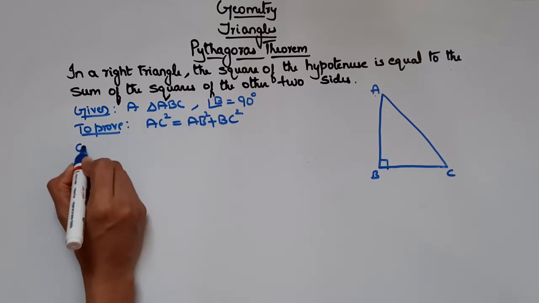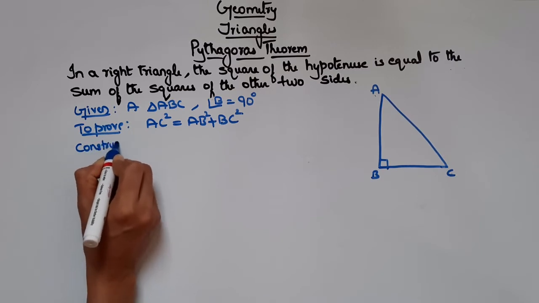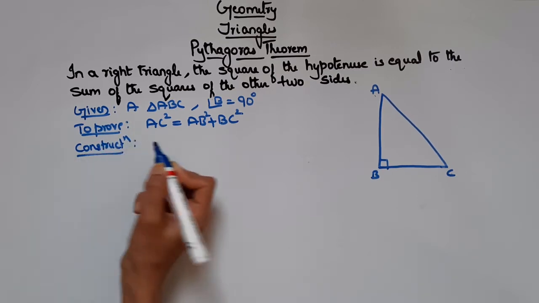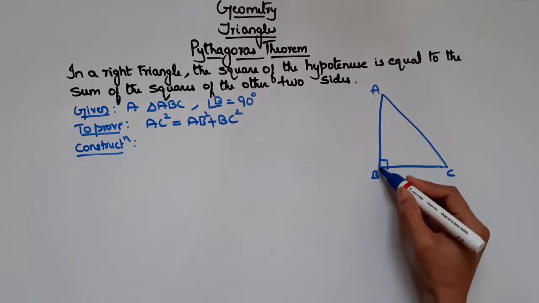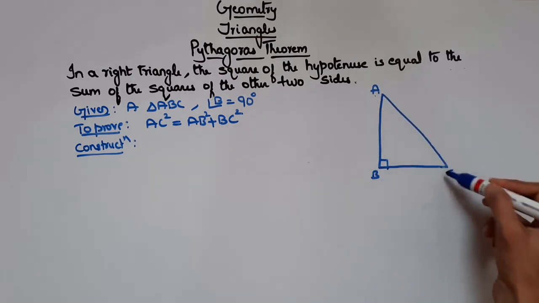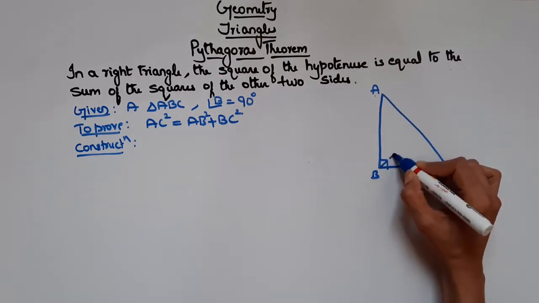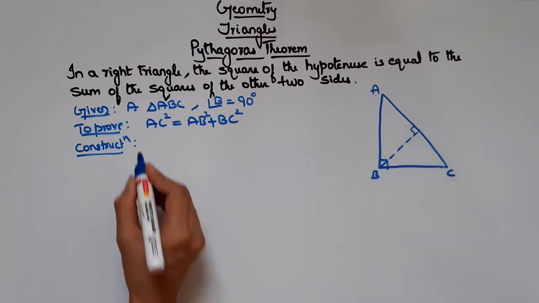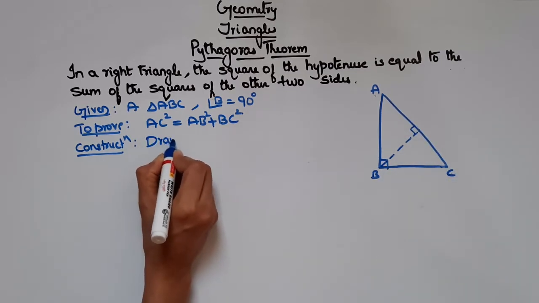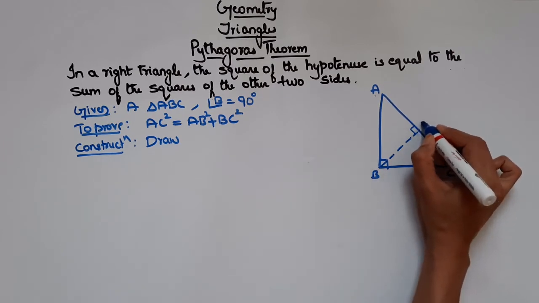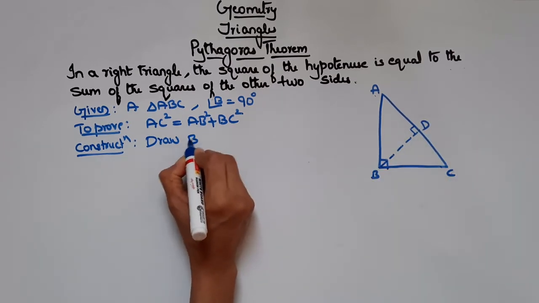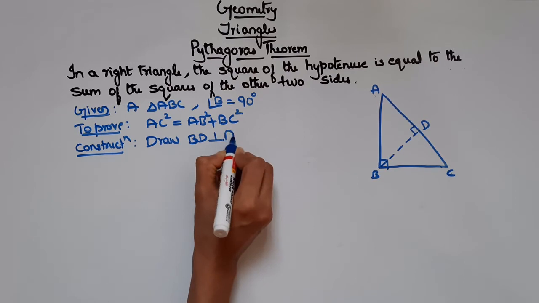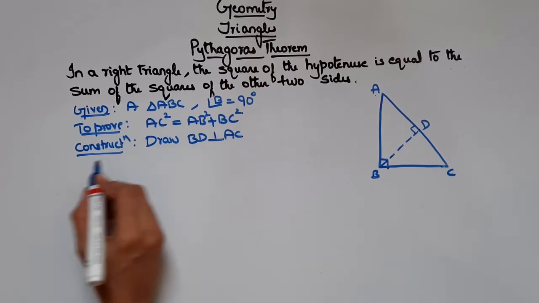Now let's see what is the construction. Draw a line from B perpendicular to AC. So let's draw a line perpendicular to AC. Alright. Let's take this point as D. BD perpendicular to AC. Alright. Now let's see the proof.